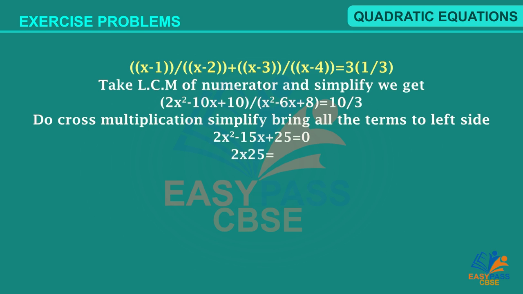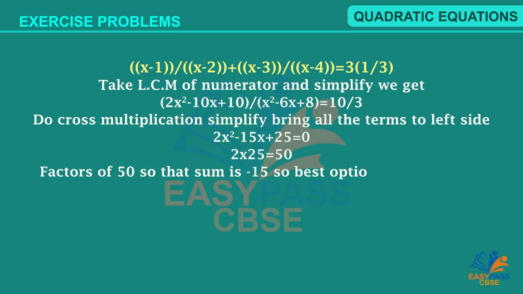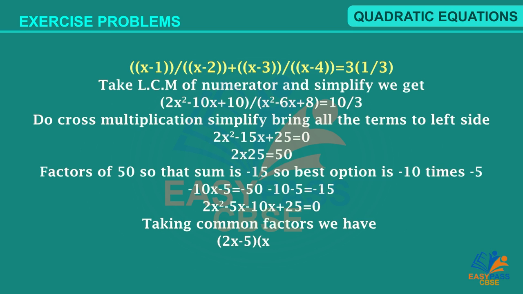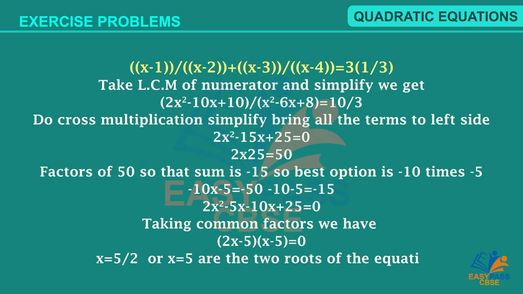Now, we know 2 times 25 is 50. We need factors for 50 so that the sum is equal to minus 15. So the best option is minus 10 times minus 5. So 2x square minus 5x minus 10x plus 25 equals 0. As usual, taking the common factors, we have 2x minus 5 times x minus 5 equal to 0. Therefore, x is equal to 5 over 2 or x is equal to 5 are the two roots of the equation.